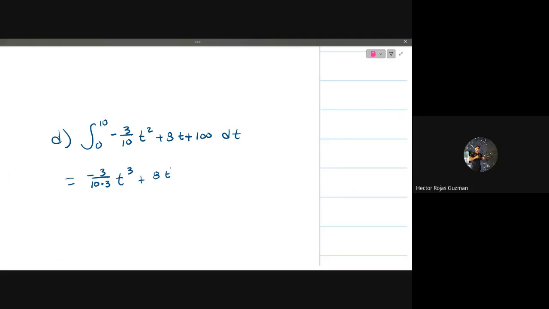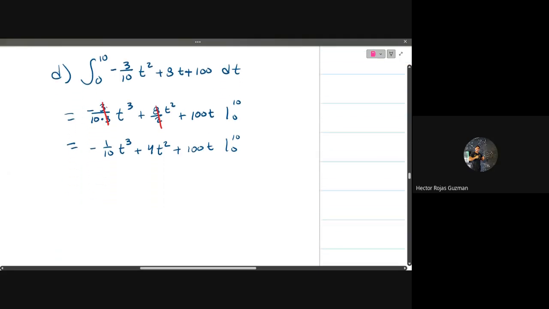Plus, okay, 18. You add 1 to the exponent, you divide by the new exponent. I was thinking of the answer already. Plus 100t evaluated from 0 to 10. Before you plug anything in, let's simplify. These cancel, these reduce. Negative 1 over 10 t cubed plus 4t squared plus 100t evaluated from 0 to 10.